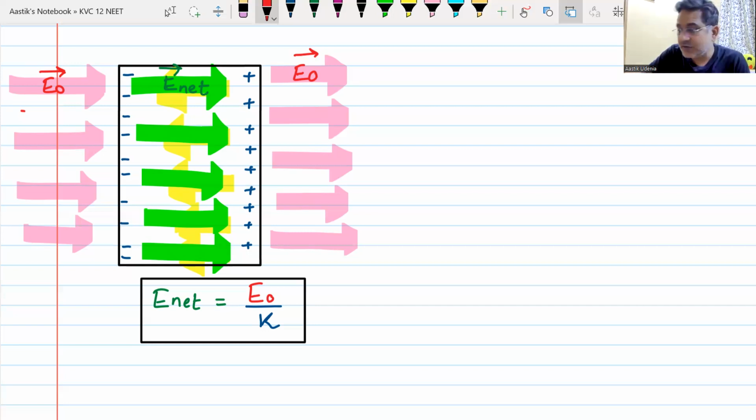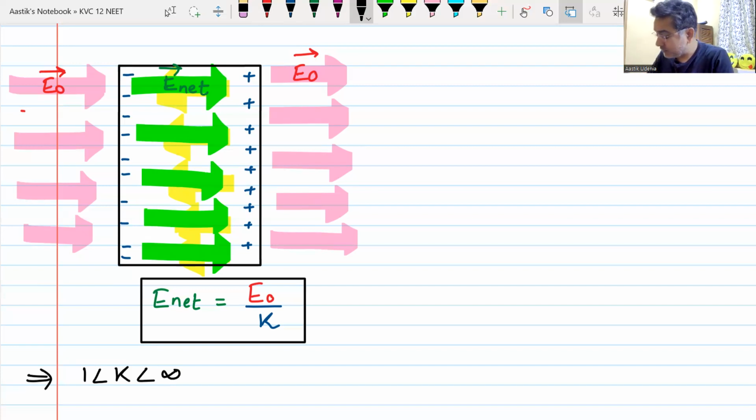This K came to be known as the dielectric constant of the medium. The value of K for a dielectric, also remember this and also write this: the value of K for a dielectric varies between 1 to infinity. The dielectric constant varies from 1 to infinity.